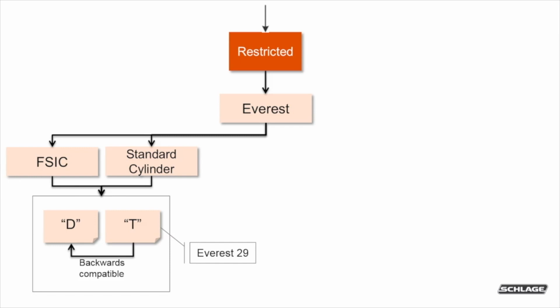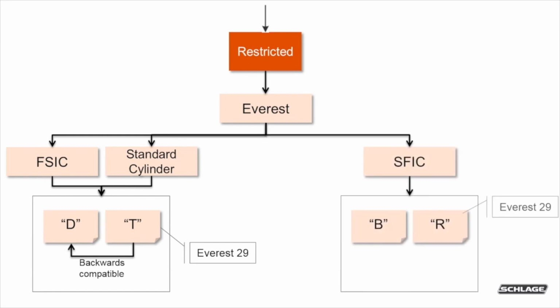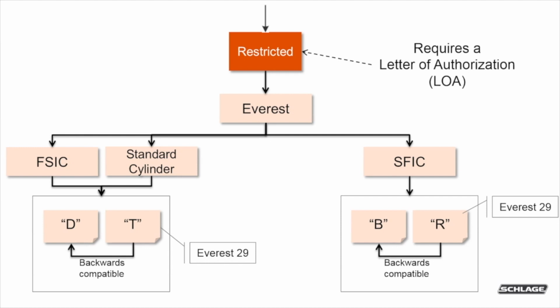It shows the Everest 29 is backwards compatible. So the T works in all the D cores and cylinders, but the D key will not work in the T cores and cylinders. On the FSIC side, we show two keyways. The B is the old Everest. R is the new Everest 29 system. And again, the new R is backwards compatible with the B system.